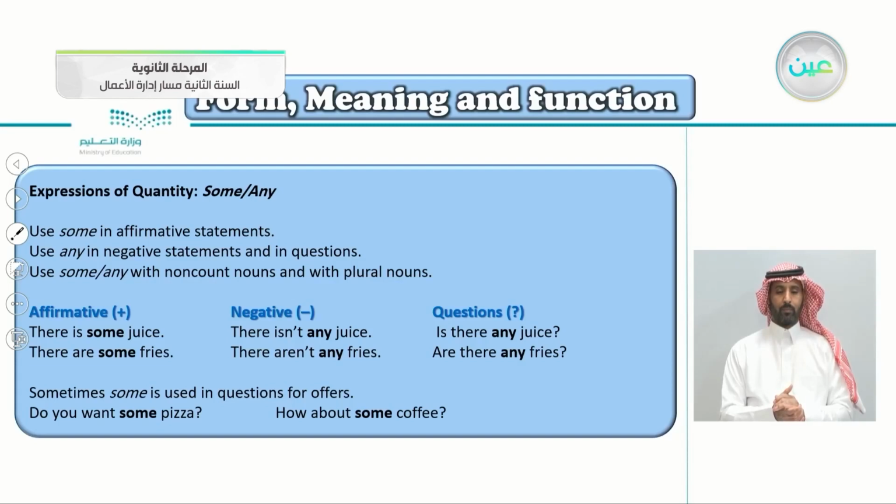Here are some examples. There is some juice. This is affirmative. There are some fries. Because fries is countable here, we used are. Because juice is non-count here, we put here is. There is some juice. There are some fries.